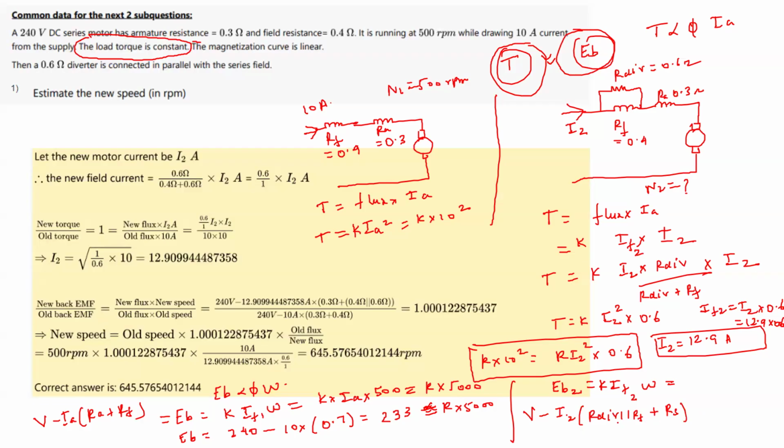ये हम लोग कैलकुलेट कर सकते हैं आर डाइवर्टर और RF को पैरेलल करके प्लस आर सीरीज. इन सब में से जो करंट जा रहा है वो I2 जा रहा है. ठीक है. इन दोनों को पैरेलल करके जो रेजिस्टेंस आएगा उसमें से तो I2 ही जाएगा ना, तो इसलिए पैरेलल करके भी I2 ही लिया है हमने. और ये है इक्वल टू K into IF2 which is equal to 12.9 into 0.6 into what? This is omega 2 which we have to find.